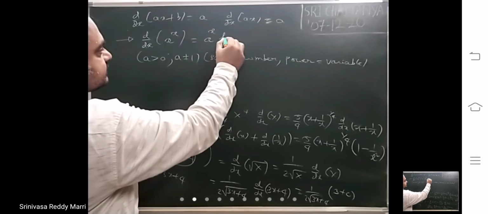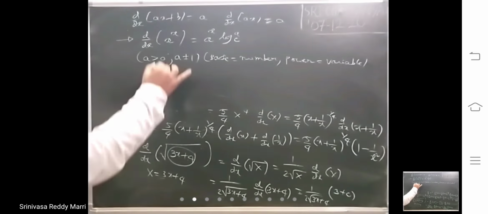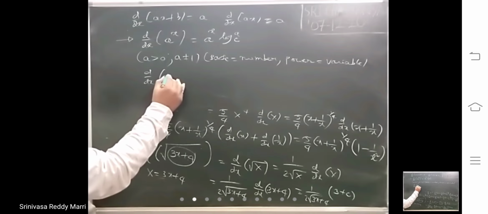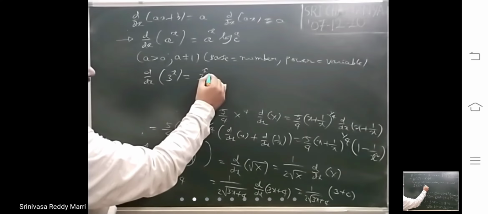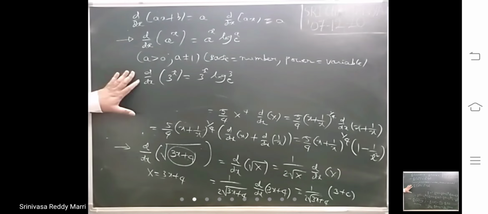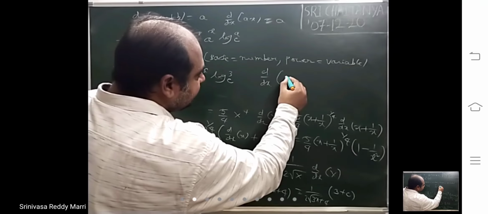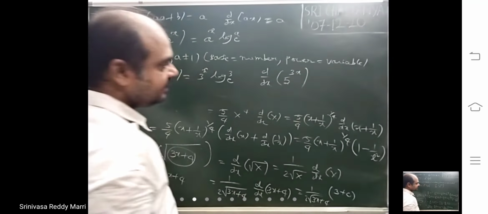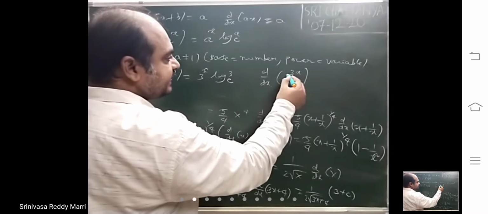The formula for this is a power x log a to the base e. d by dx of a power x. Suppose it's just like 3 power x. This is what? 3 power x log 3 to the base e. Standard rule. Suppose you get d by dx of 5 to the power 3x. So a power x is the rule.